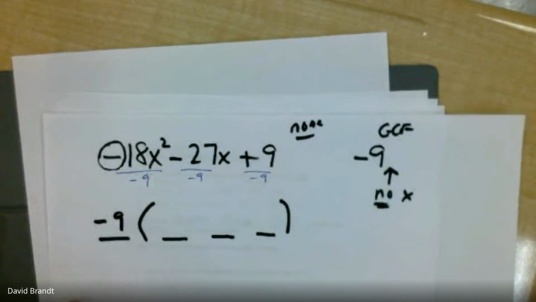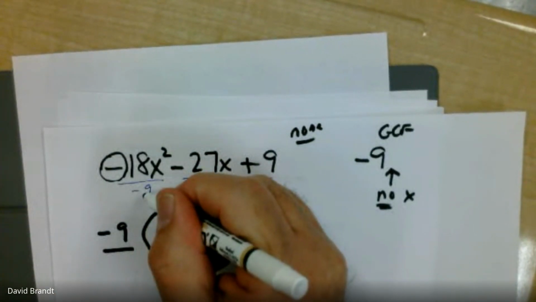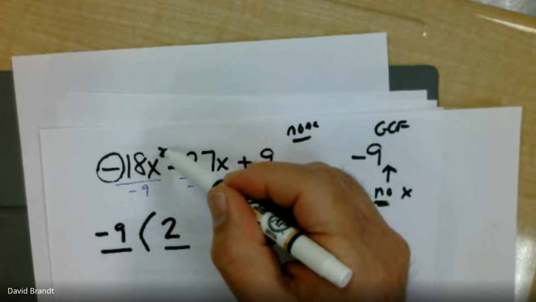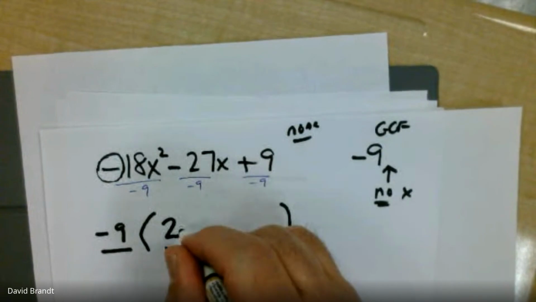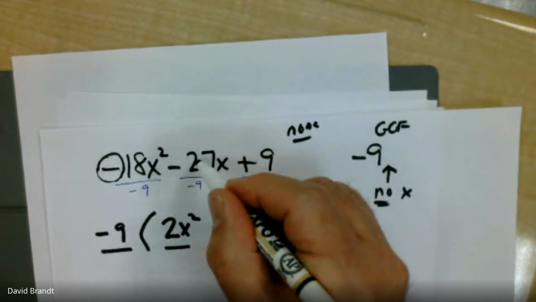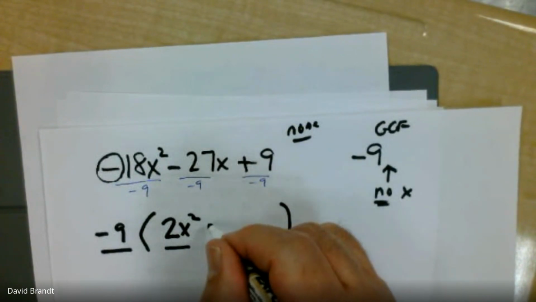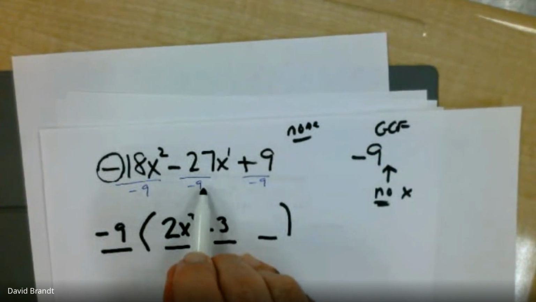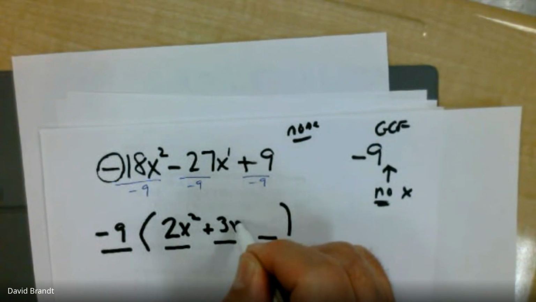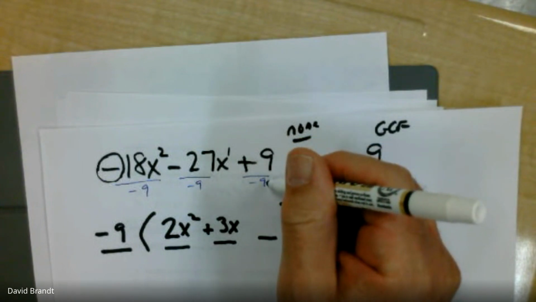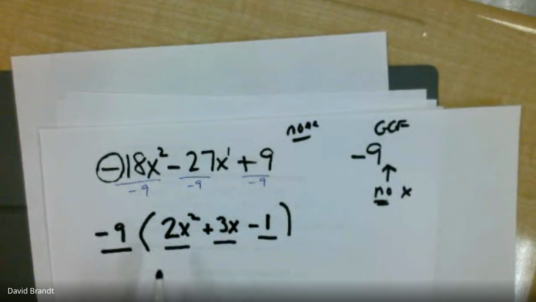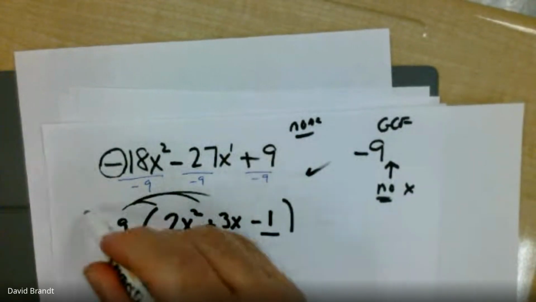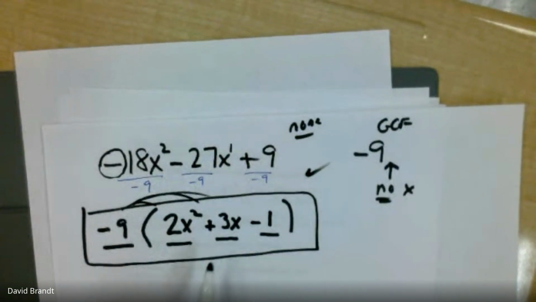What is -18 divided by -9? That's a +2. Now, there is no x down here, so there's nothing to subtract on the exponent, so that stays x squared. What is -27 divided by -9? That is a +3, and that's x to the 1. There's no x down here to subtract, so that's going to remain x to the 1. What is 9 divided by -9? -1. Now, how do you check? If you distribute, do you get this problem back again? And you do. So this is factored form.